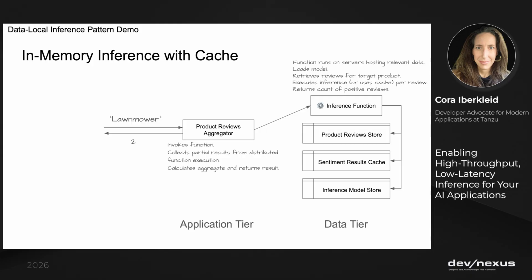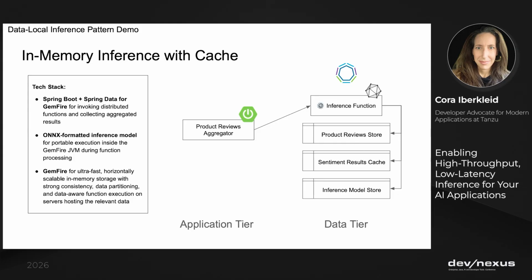And for every review, check the cache. If it's not in the cache, run the inference and save it to cache, and then return the results to the product reviews aggregator, which is going to collect all the partial results from all of the members, although we only have 1 here, add them all up, and then give the final result to the user, right? So that's the architecture. So we've co-located the model with the inference and the data, even across the distributed platform, right? And keeping this in-memory capability so that it's fast.